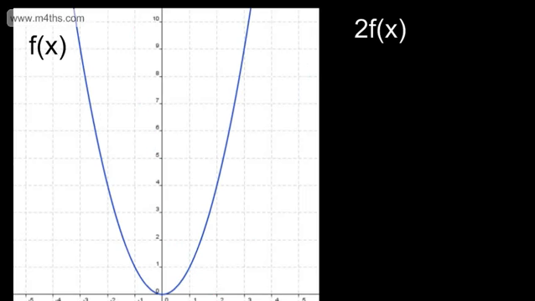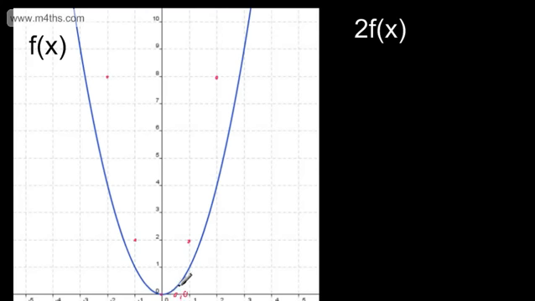Okay, next one, what we want is 2f of x. So we're going to be multiplying the y coordinates by 2. So this point is at 1, 1, it now needs to go to 1, 2. This point is at 2, 4, it now needs to go to 2, 8. I keep my x coordinates exactly the same, but multiply my y coordinates by 2. This is a scale factor stretch of 2 in the y direction.